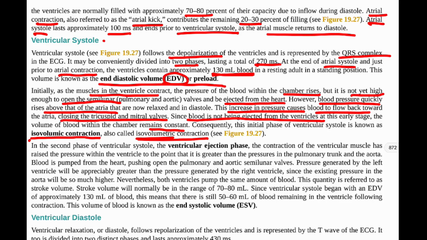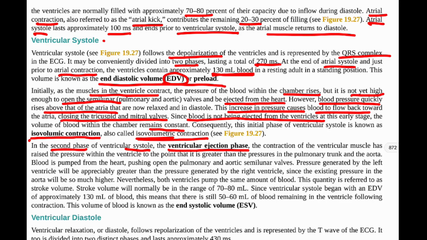In the second phase of ventricular systole, we have the ventricular ejection phase. We call this the ejection phase because it's very easy to remember that way. This is when the blood is going to be ejected from the ventricles.